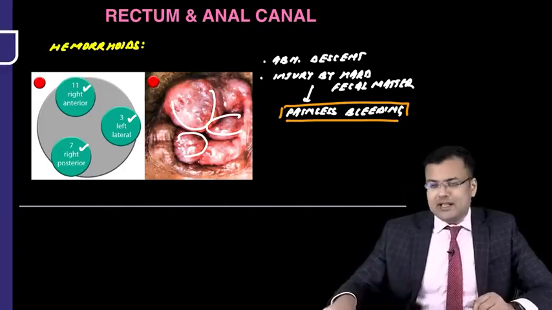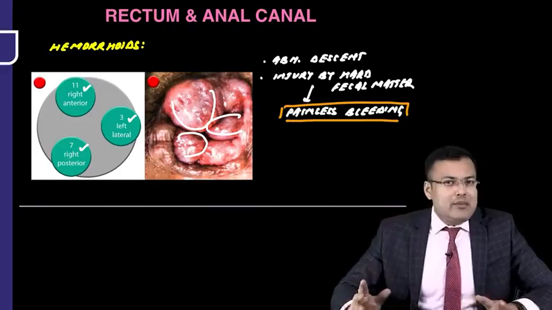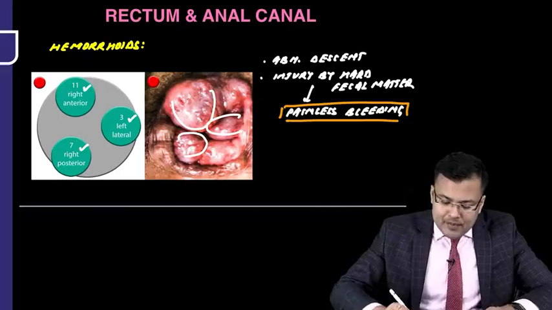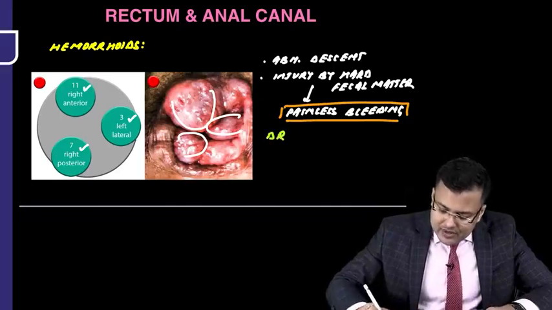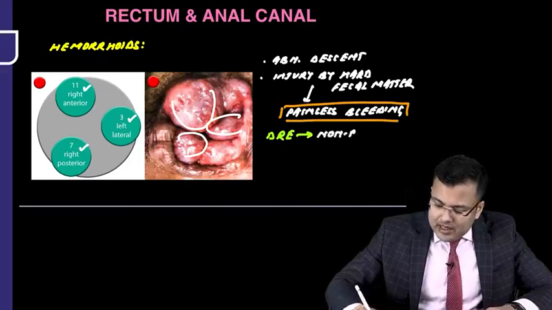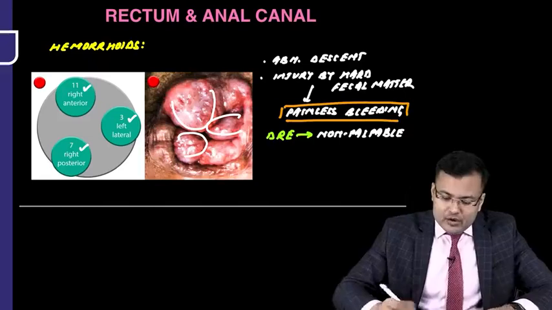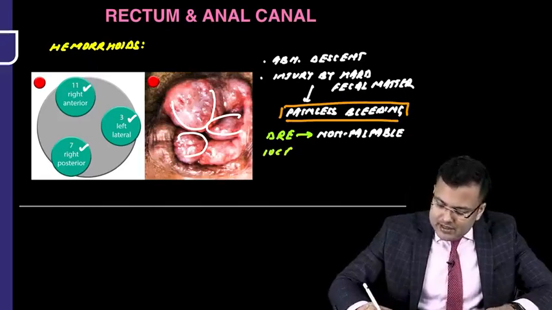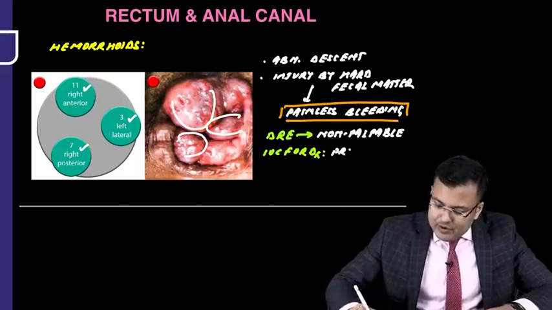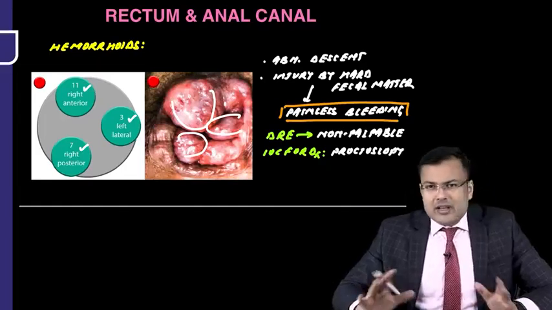How are we going to investigate? Whenever a patient comes, we perform digital rectal examination. But let me tell you, hemorrhoids are non-palpable. So if we perform digital rectal examination, hemorrhoids are non-palpable. So how do we make the diagnosis? The investigation of choice for diagnosis is proctoscopy. Hemorrhoids are non-palpable, that's why the investigation of choice for diagnosis is proctoscopy. Now, there are two types of hemorrhoids.